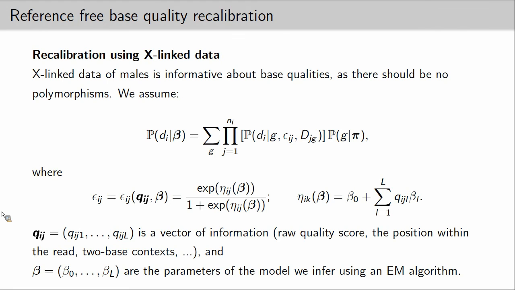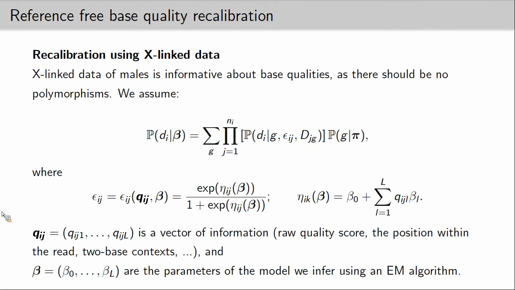And the linear function here is just a combination of information that we get for every base, such as, for instance, the actual quality, but also the position in the read, the position just before, what type of nucleotide that was, and all this kind of information that BQSR also uses. But we use it here in a linear function, okay?